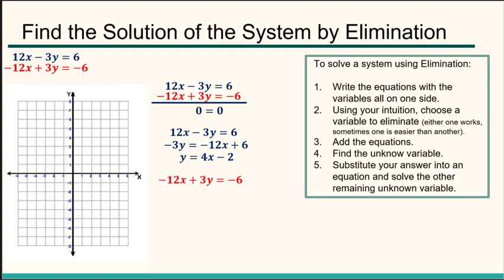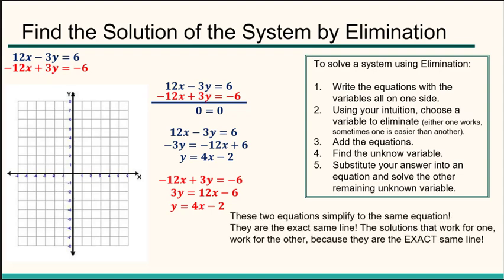For my bottom equation, I have negative 12x plus 3y equals negative 6. I'm going to add 12x to both sides, and then I'll divide everything through by a 3. And I get y equals 4x minus 2. Wait a minute. These two equations simplify to exactly the same thing. They're the exact same line. The solutions that work for one work for the other because they're exactly the same line. No reason to graph this same line on top of itself. I already know this is the case of infinitely many solutions.